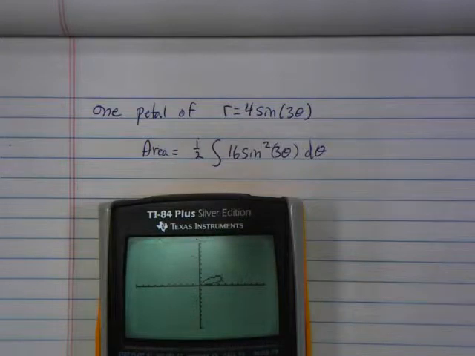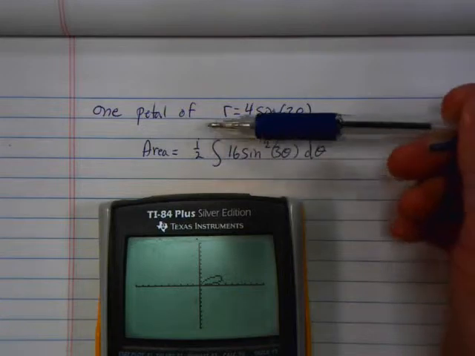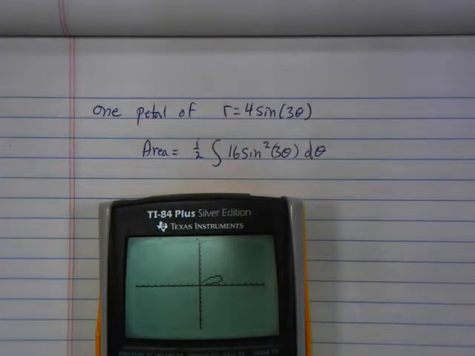There are 3 petals to start with, so you could take 1/3 of the whole thing, but even there you have to be careful what values of theta from 0 to what draws the whole thing. I don't think it's 0 to 2 pi. I think 0 to 2 pi draws the whole thing twice. 0 to pi, I think, is what you would need.